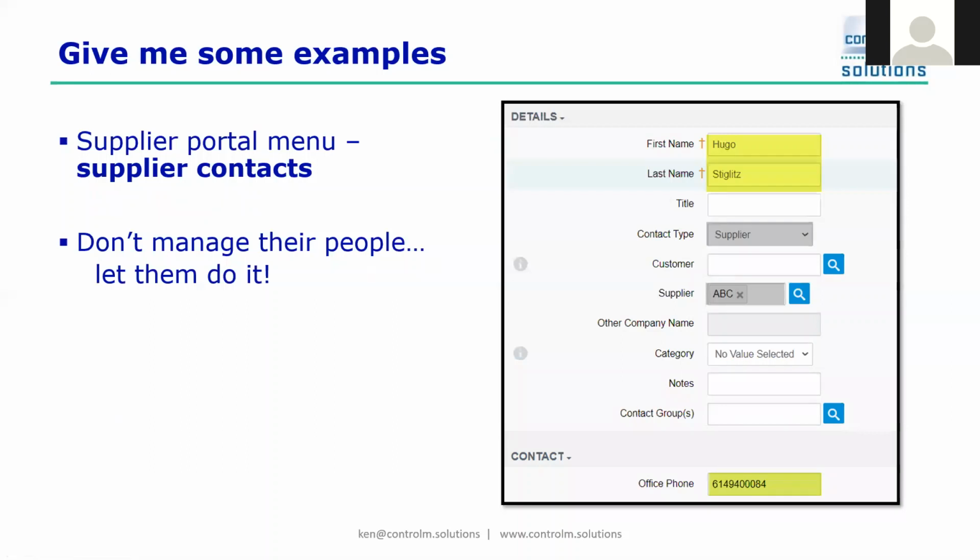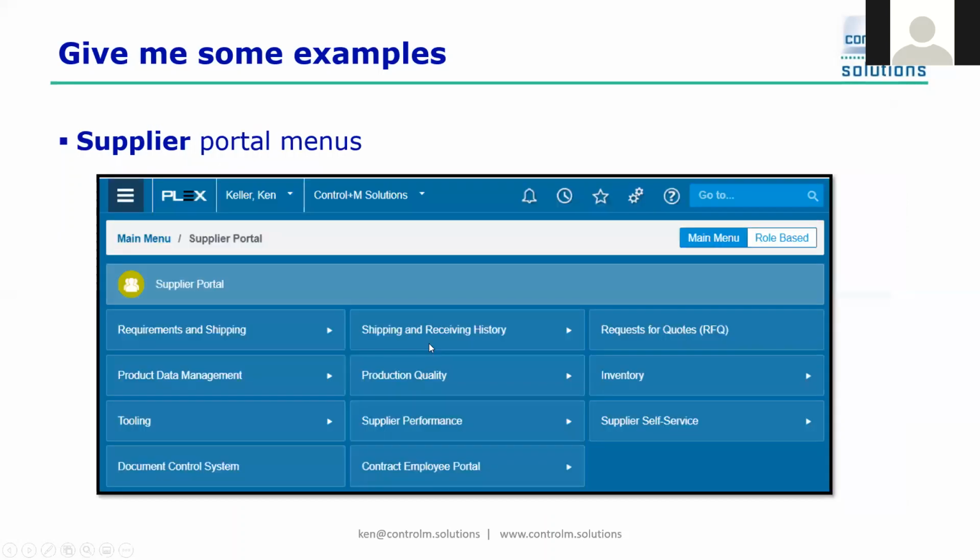And speaking of supplier contacts, this is what I was talking about for allowing them to add their own contacts. You'll see that the contact type is defaulted to supplier. The supplier is defaulted to whoever the logged in user is associated with. And they can just add as many supplier contacts as they'd like. They can choose any category if they wish, but don't manage their people. Let them do it. That's what I would say.